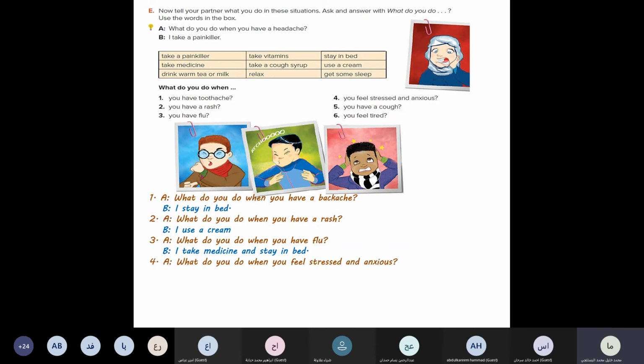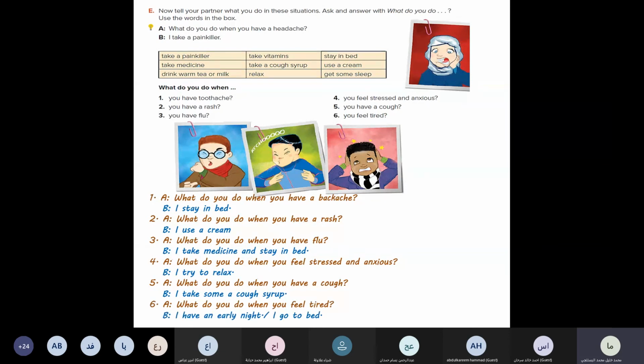Good. Look at number 4. What do you do when you feel stressed and anxious? I try to relax. What do you do when you have a cough? I take some cough syrup. What do you do when you feel tired? I have an early night, or I go to bed.